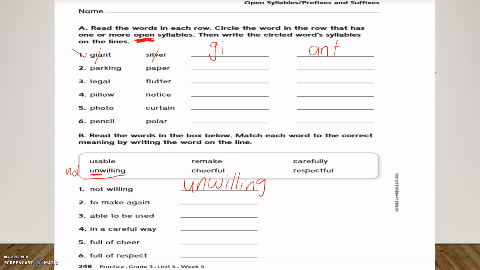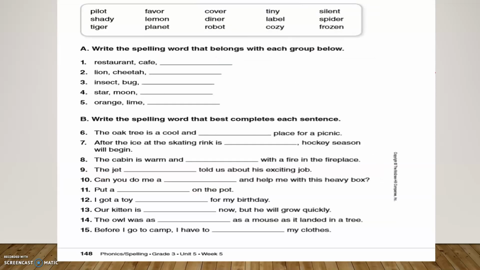Now pause my video, finish this page, and let's complete together. Now we're done with your Your Turn practice book. I want you to open your spelling booklet, page 148. This time in my video, I will show you all the pages that need to be solved. So if you don't have your book, it's okay. You can pause my video, look at the page, solve it on a piece of paper, and just send it to me, and I will check it for you, okay?